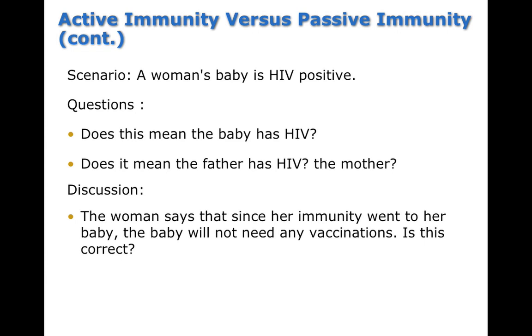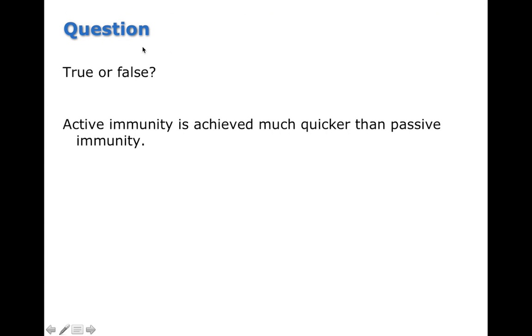But it's considered passive because getting antibodies from somebody else isn't going to train your own immune system to develop immune cells against that antigen. So another question here says, true or false? Active immunity is achieved much quicker than passive immunity.